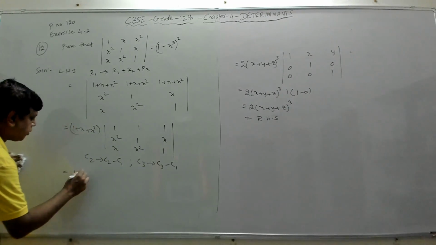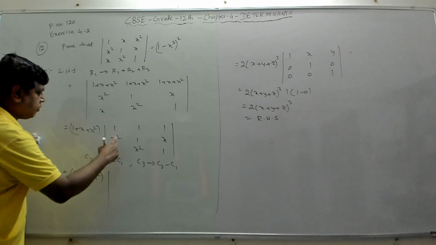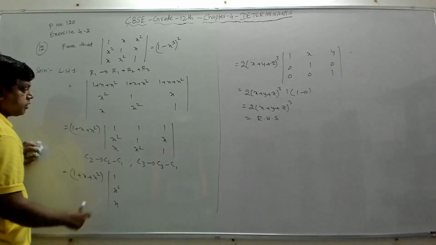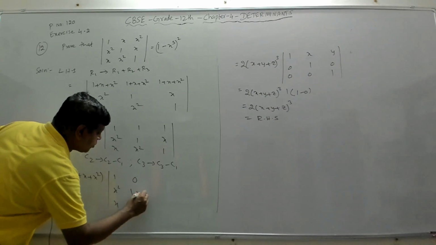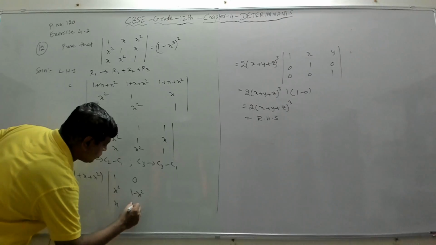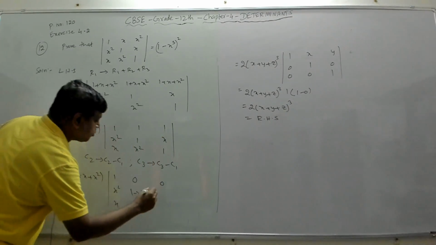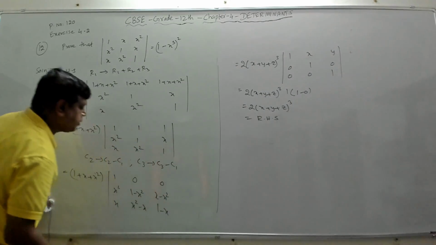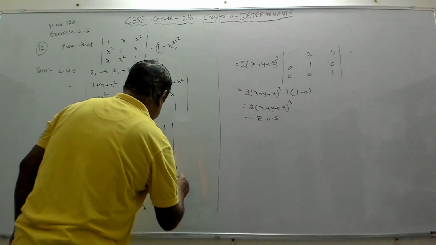And if you do this, you'll get 1 plus x square into first row, first column, no change. Only column 2 and column 3 are changing. So 1 minus 1, 0. 1 minus x square is 1 minus x square. X square minus x is x square minus x. And this minus this is 0. X minus x square is x minus x square. 1 minus x is 1 minus x. Right? So we will put this.